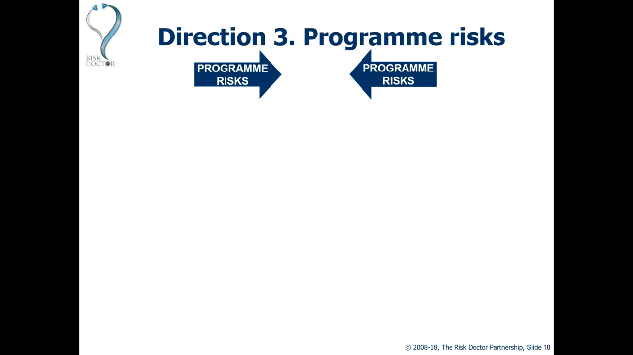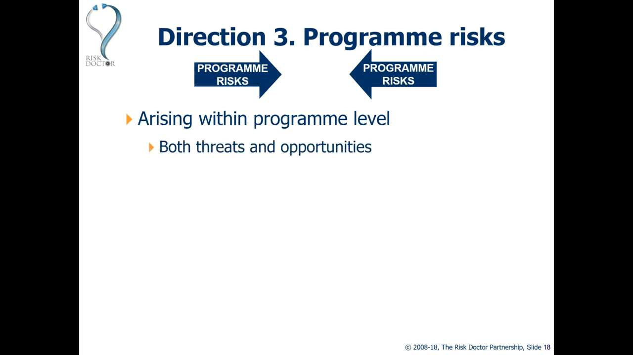Risks that are nothing to do with our components, our related projects or other program components, and they're nothing to do with strategy. They just come at us from the program level. Risks that arise within the program level, of course, include both threats and opportunities, as we've said before, and they come across all of the risk types within the risk breakdown structure. So we might have technical risks or management risks or commercial risks or external risks and any of the subtypes within that overall risk breakdown structure.